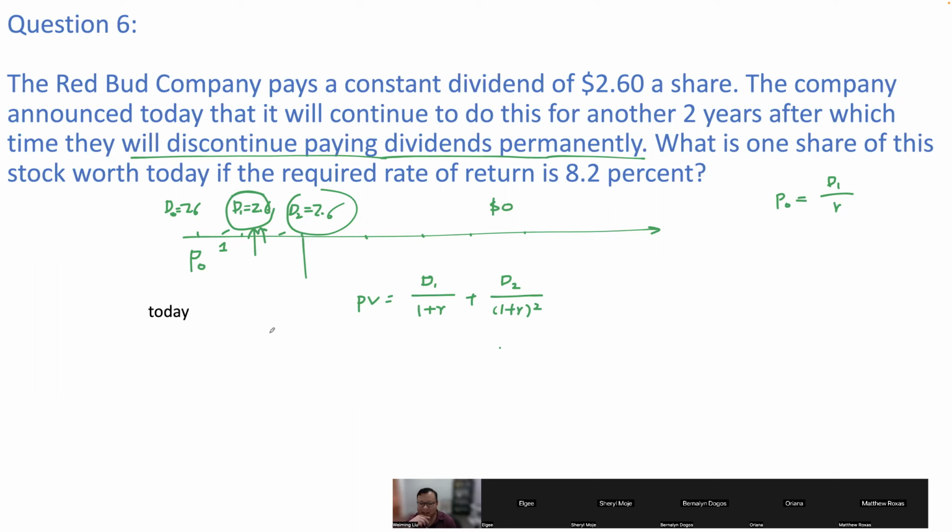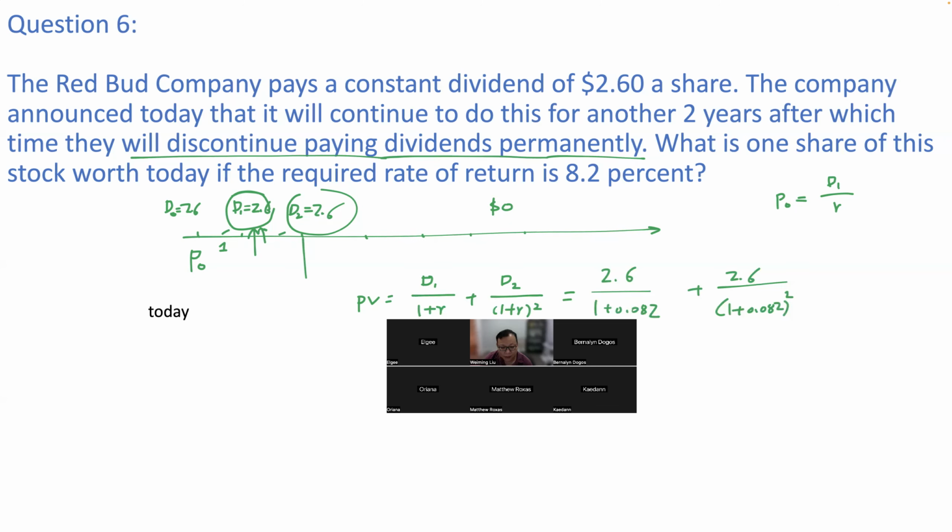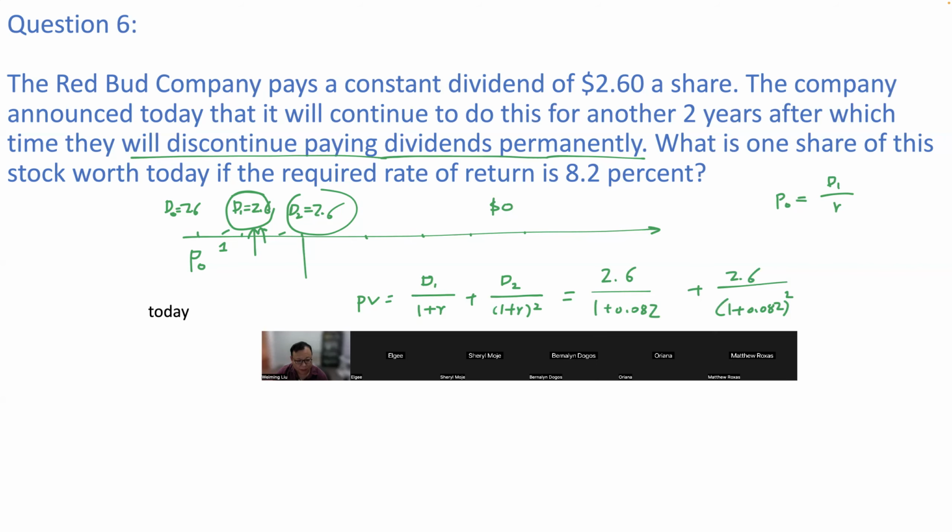So are we clear with this? If you do the calculation, it's 2.6 divided by 1 plus 0.082, and this one would be 2.6 divided by 1 plus 0.082 squared. Does this make sense? If it makes sense, give me a thumbs up. 1, 2, 3. Okay, very good. Awesome.